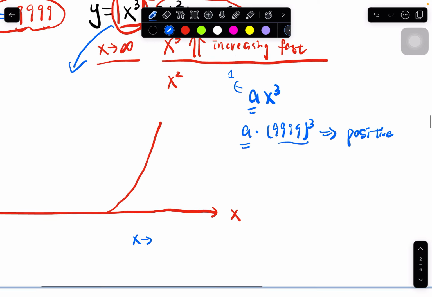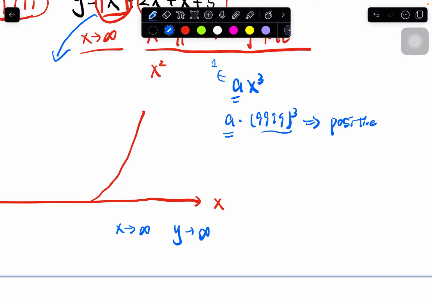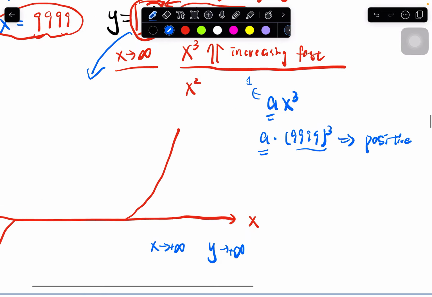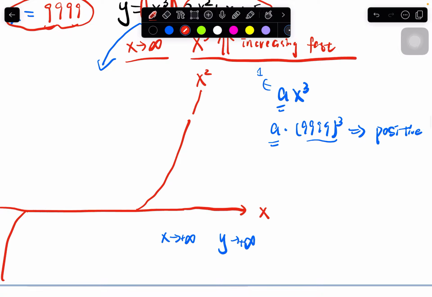Now we get that when x tends to infinity, y also tends to infinity, positive infinity, let's say. There is also negative infinity. So that's why when x is very big, the function is like a rocket driving into the sky. That's just what it means.